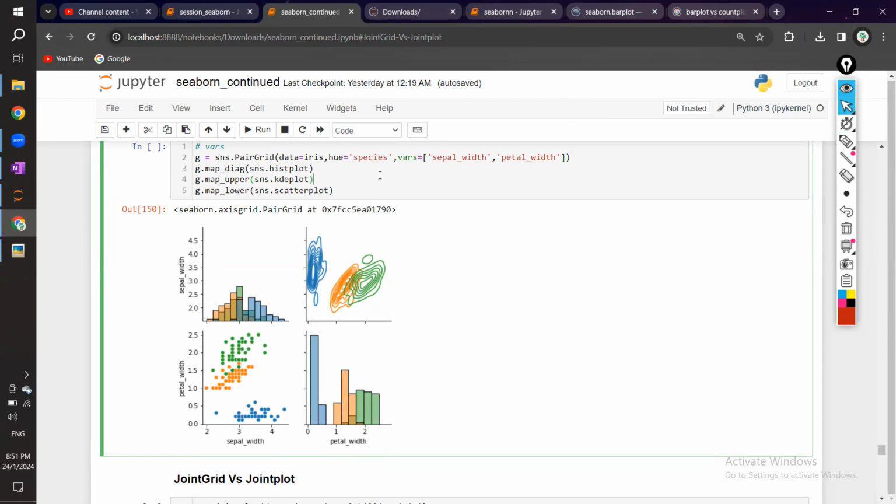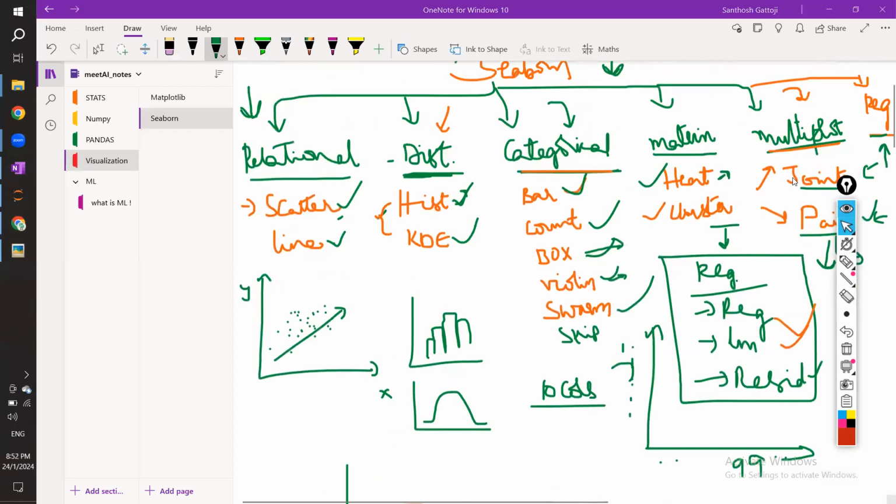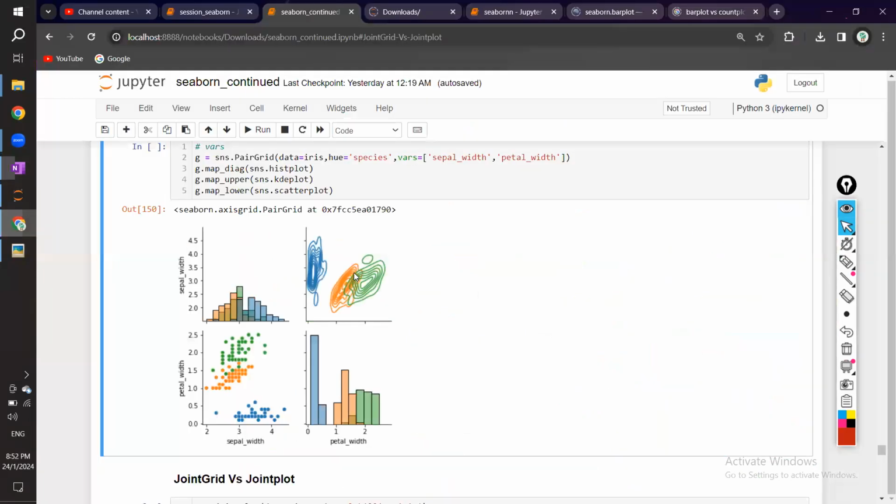Okay. So now the last plot, so that is about the pair plot, sorry, that's about the pair plot. Okay, the last plot which you are going to study is a joint plot. Okay, very simple plot. Okay, so let's quickly see it.